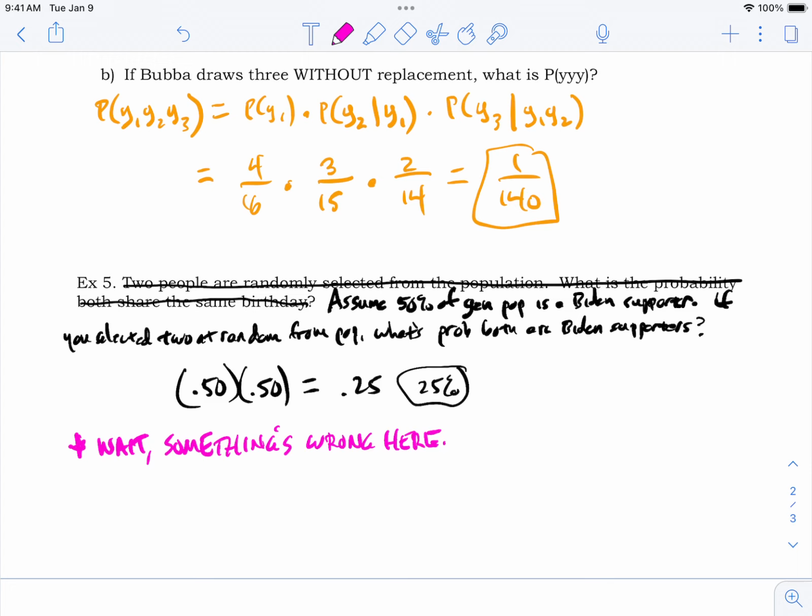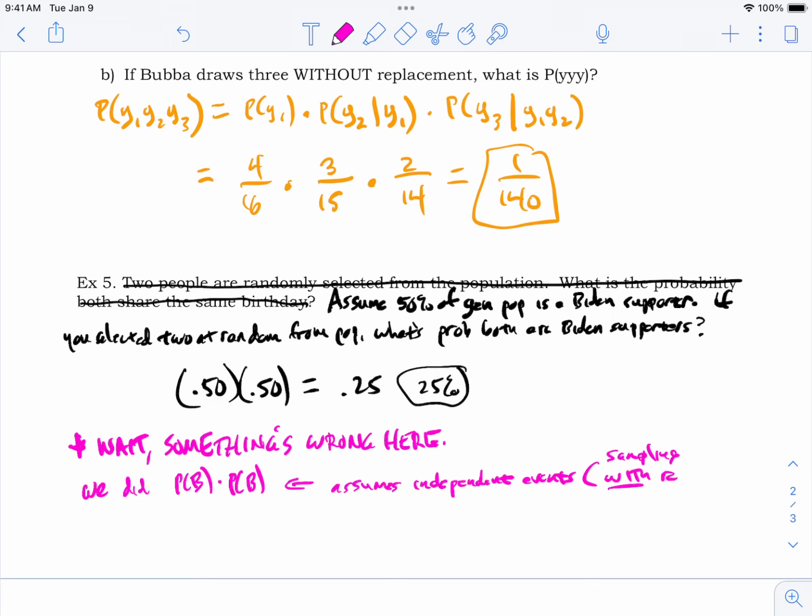Well, I'll tell you what's wrong. We did a straight, hey, what's the probability of a Biden supporter? Hey, what's the probability of Biden supporter? Right? But this assumes independent events, which itself assumes drawing with replacement, or sampling. Let's put sampling there. Sampling with replacement.